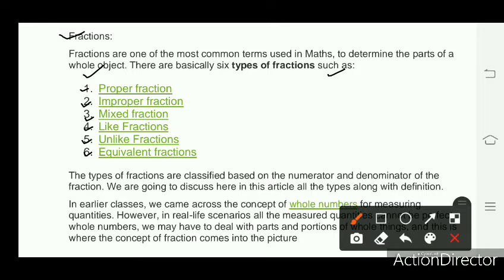So dear students, we already discussed proper, improper, mixed fraction and equivalent fractions. Now we will again discuss all these fractions here. The types of fractions are classified based on the numerator and denominator of the fraction. We are going to discuss in this article all the types along with definitions.